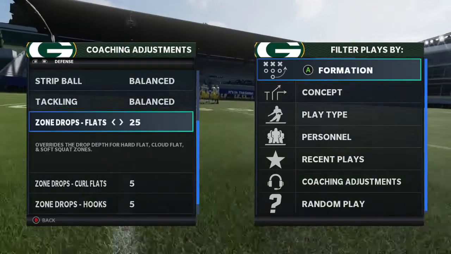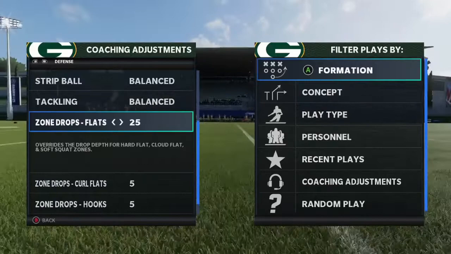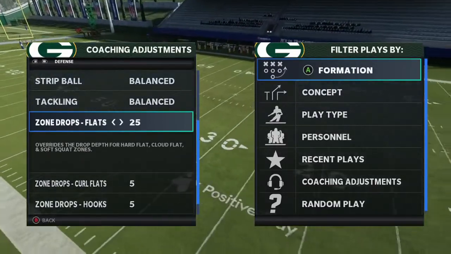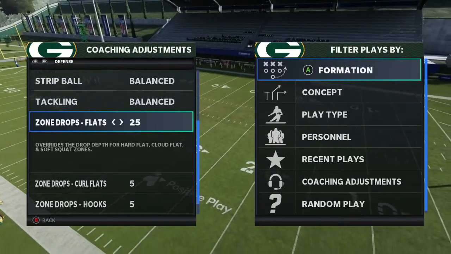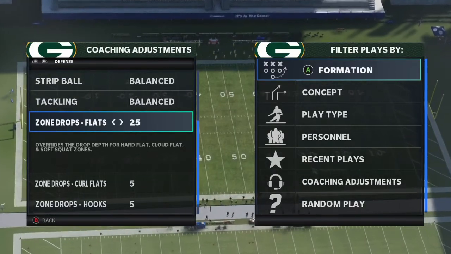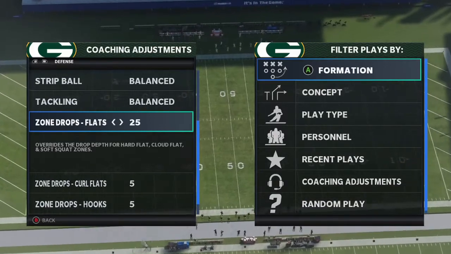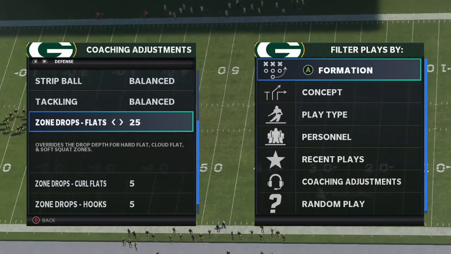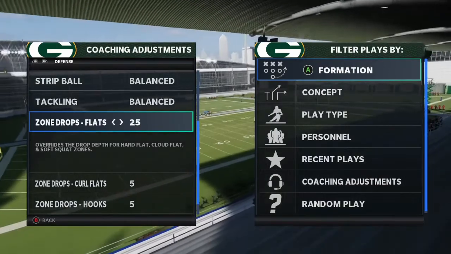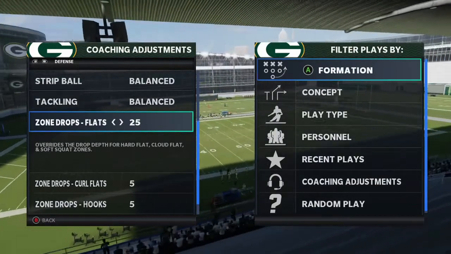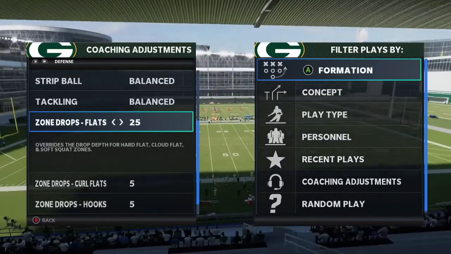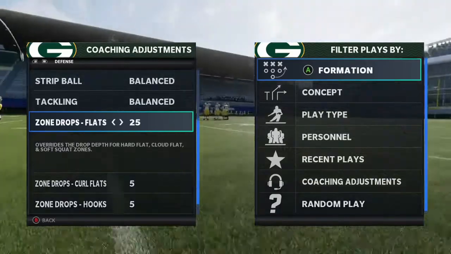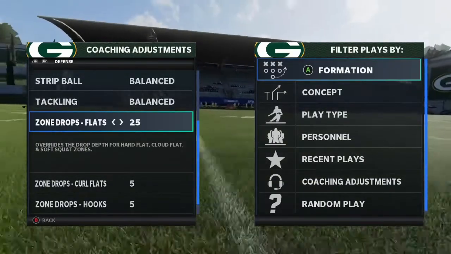It can vary from game to game, depending on what someone's doing. But one of the common questions or concerns I get is, how do I stop crossing routes, how do I stop these long corner routes? And if I commit to stopping crossing routes, how do I stop the underneath stuff as well? So I'll usually have my zone drop flats on 25. We want to use the flats instead of curl flats because remember, those flats are those cloud flats, and they're going to get to the sidelines as quick as possible. That's what we want when defending the crossing route or the corner routes.